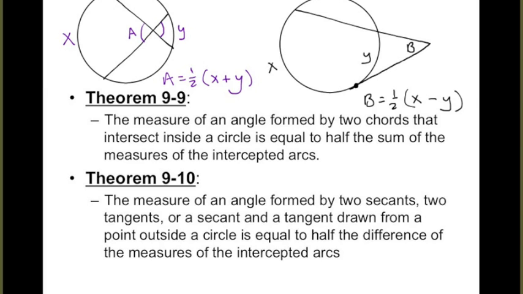So if the angle is formed inside of the circle, but it is not a central angle or an inscribed angle, then that angle is going to be half the sum of the two arcs. If the angle is formed outside, it is going to be half the difference of the two arcs. So those are our two new rules for today, and we'll do some examples on these.